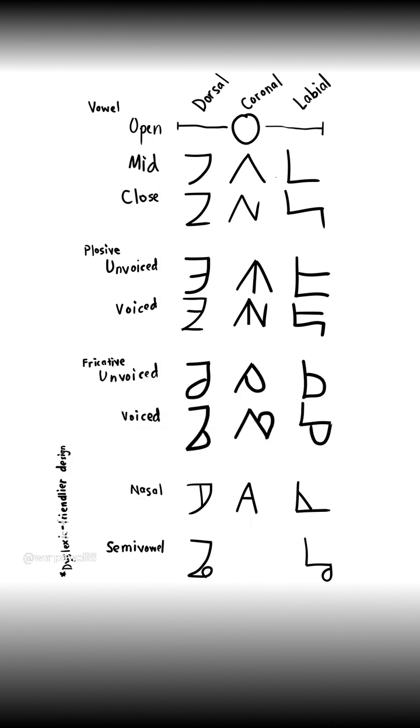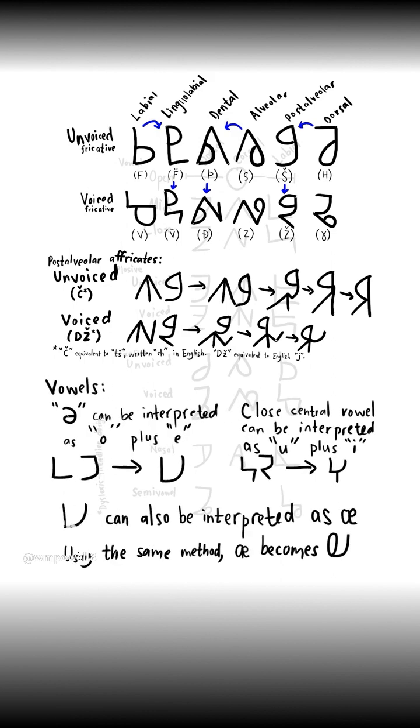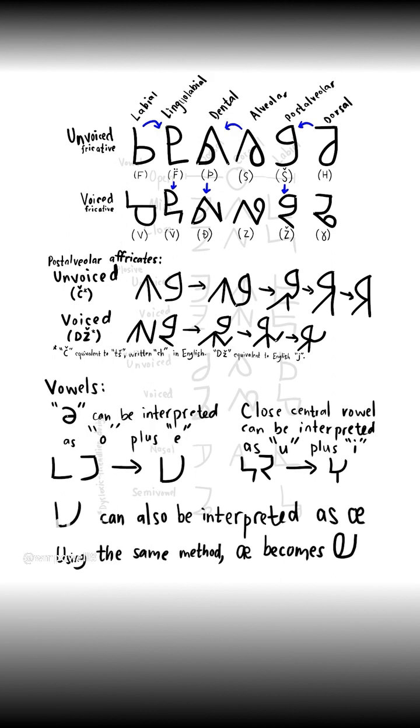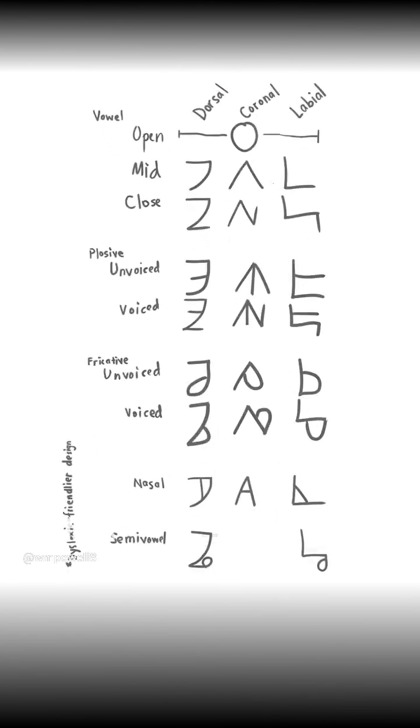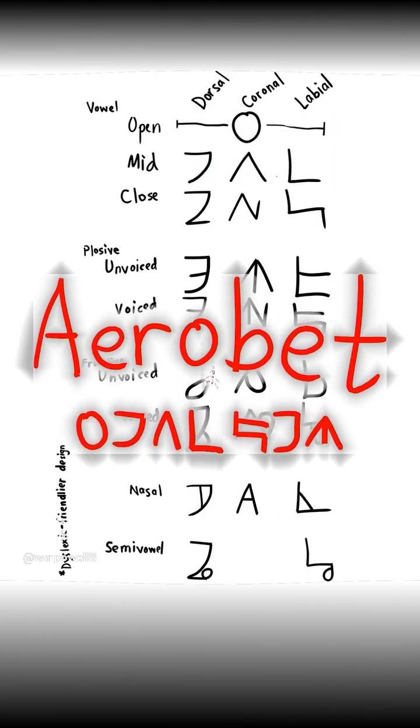Paradigms for doing so include modifying the letter shapes directly and adding diacritics. And now, I shall use the former method, reflecting the fricatives to create new ones, joining t with them to create the post-alveolar affricates, and joining vowels to create new ones. Now that my featural alphabet is complete, I think it's about time to give it a name. I'm going to call it the Aerobet, after the 4 base letters from which the rest are derived.